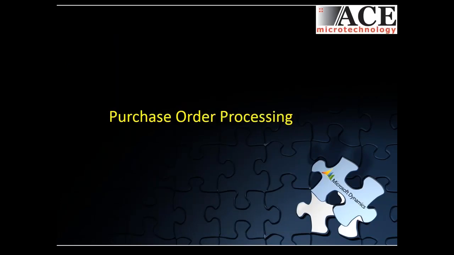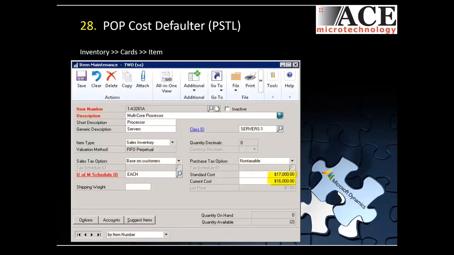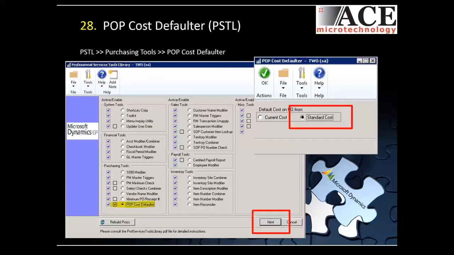Purchase order processing. The first thing is the POP cost defaulter. In inventory, by default, POs default their cost from the current cost field in the inventory module. But sometimes on an inventory item, you'd rather have standard cost be reflected. That's the cost that you want to go by on your purchase order. So the cost defaulter lets you define in this utility to change from current cost over to standard cost. Now, the key to this is that it's all or nothing.